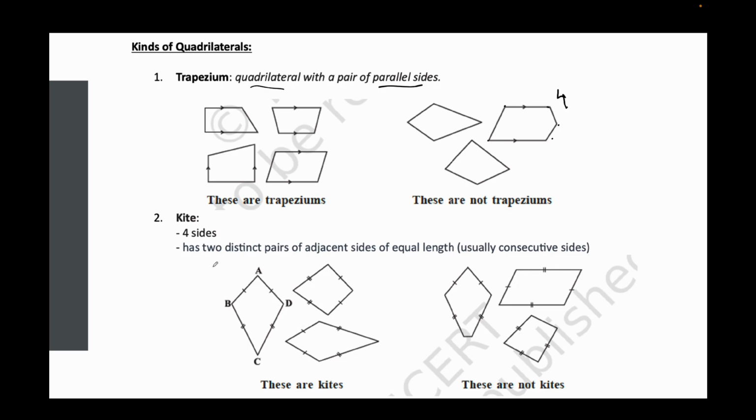So first of all, it is having 4 sides. So this is having 5 sides, so this is not it. This is not a kite.